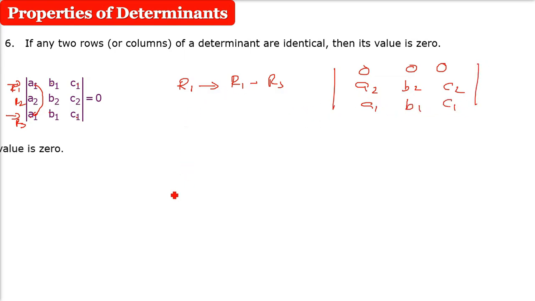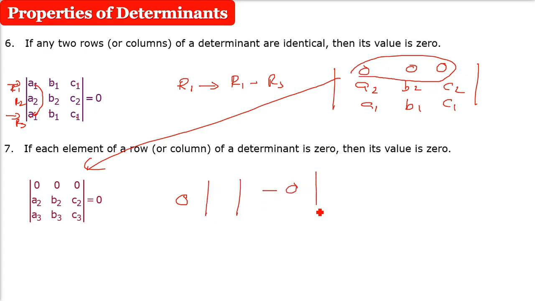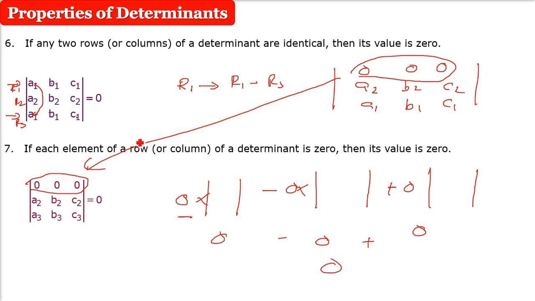Now what are you going to get from here? If each element of a row or a column of a determinant is 0, then the determinant is going to be 0. These two properties are almost equivalent. Let us open this determinant by the first row. So 0 into something, minus 0 into something, and plus 0 into something. I don't have to write anything inside because there is already a 0 multiple, so everything will be 0. So if a row or a column of any matrix is 0, the determinant will be 0. This is equivalent to saying that if two rows or two columns are equal, the determinant is 0.